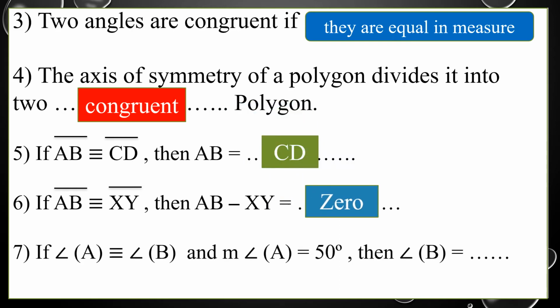That's right. If angle A is congruent to angle B and the measure of angle A equals 50 degrees, then the measure of angle B equals what? The two angles are congruent, so the two angles are equal in measure. So the measure of angle A equals 50, so the measure of angle B equals 50 degrees.